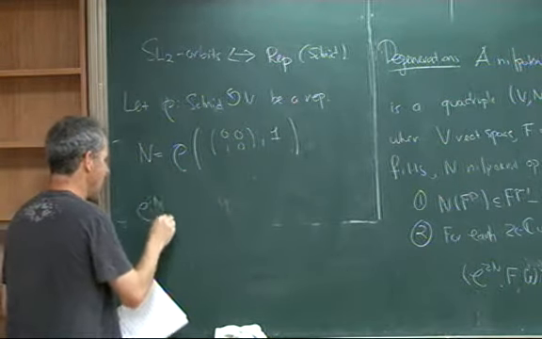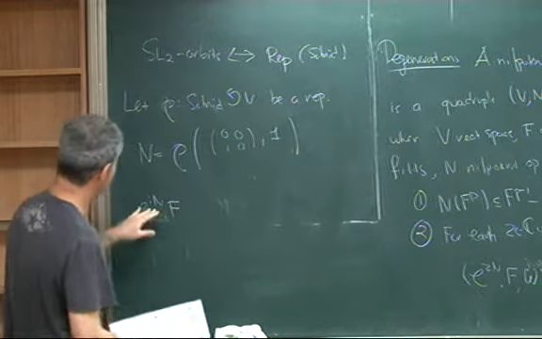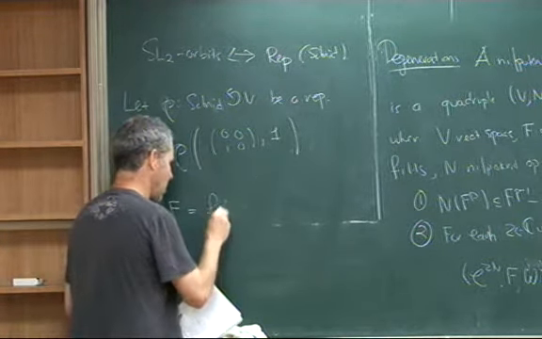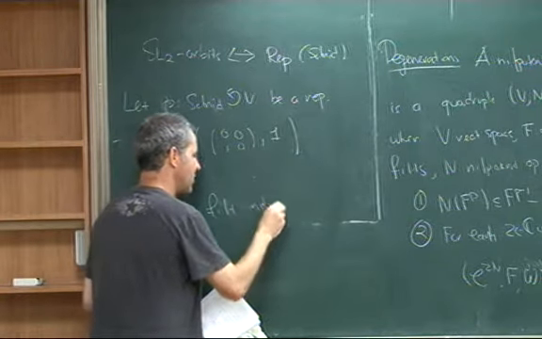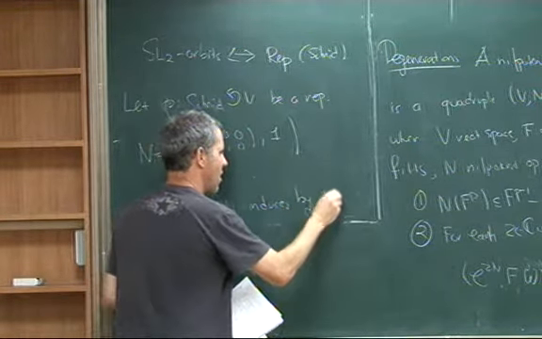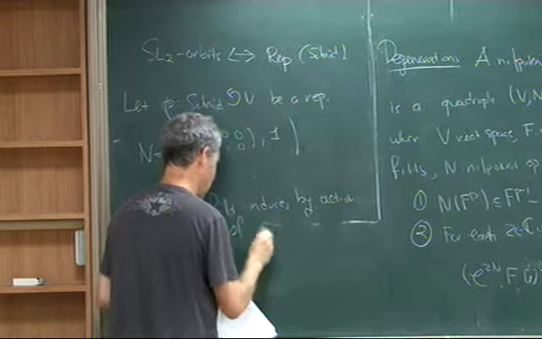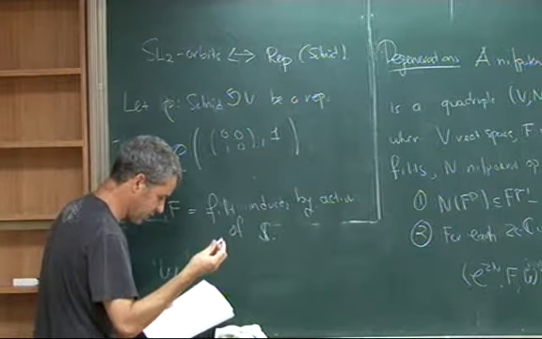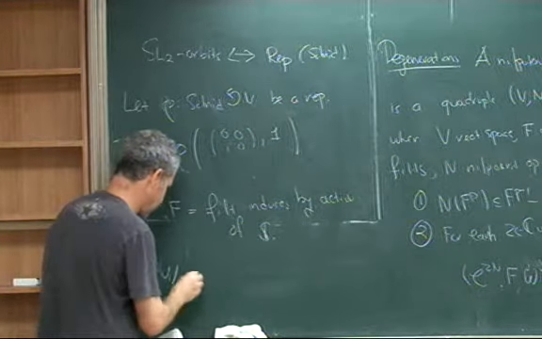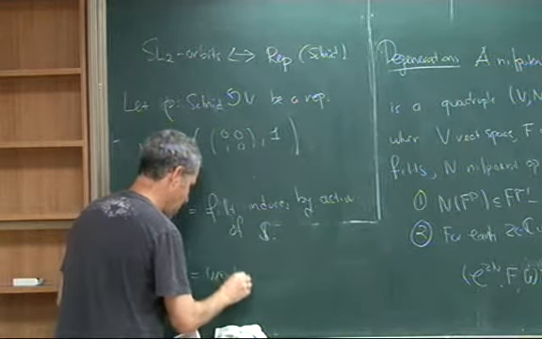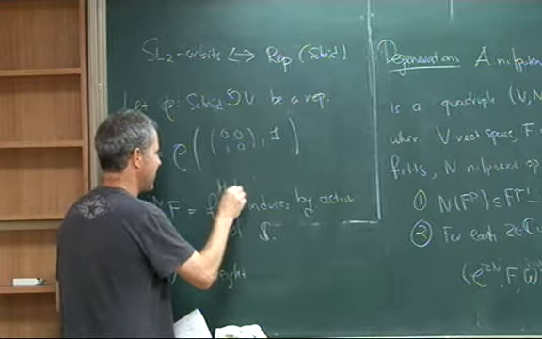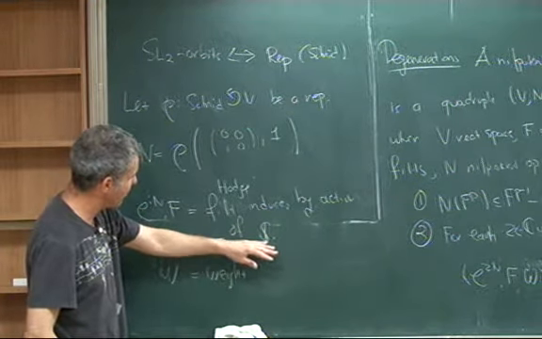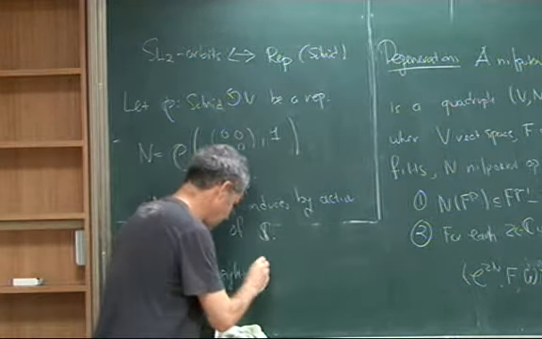Then e^{iN} dot F, okay, this is this annoying i, but e^{iN} dot F is the filtration induced by the action of S. And then W is the weight filtration induced by the action of S. So this is a Hodge filtration induced by the action of S, because an action of S gives me both a Hodge and a weight filtration.